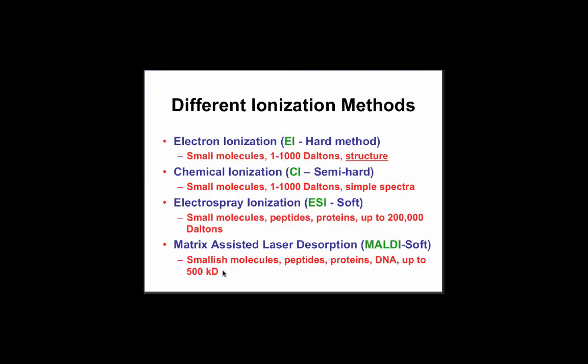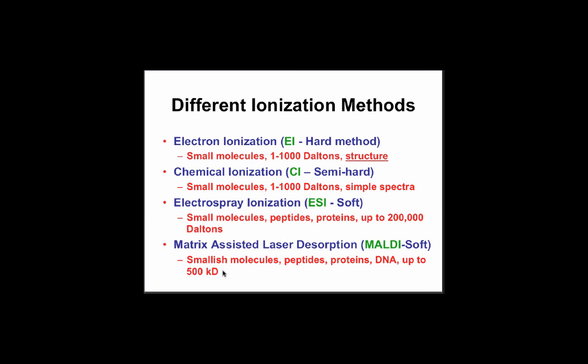Different ionization steps are either considered hard or soft. So electron ionization, which is used for GCMS largely, is ideal for small molecules. It fragments things. It's great for determining structure. Chemical ionization is a little more gentle. Again, it's ideal for very small molecules. Spectra aren't as complicated as EI spectra.